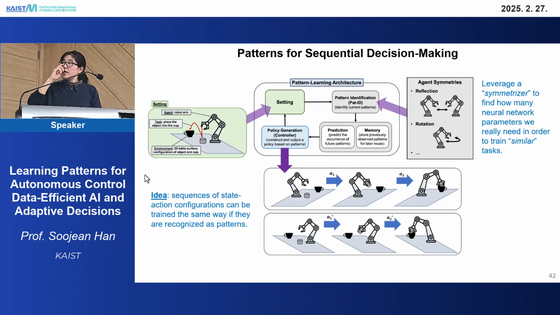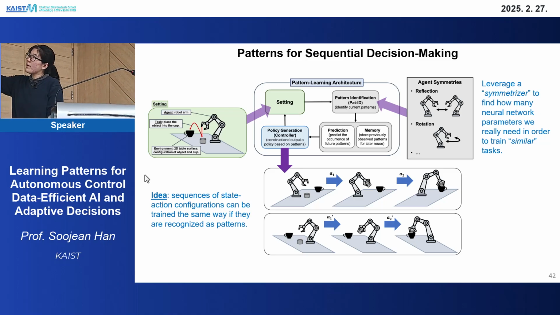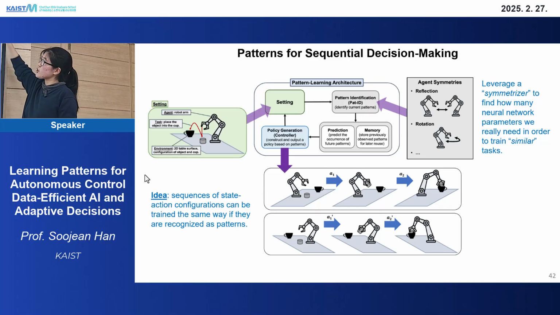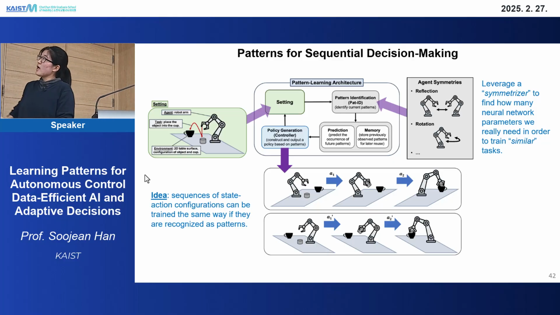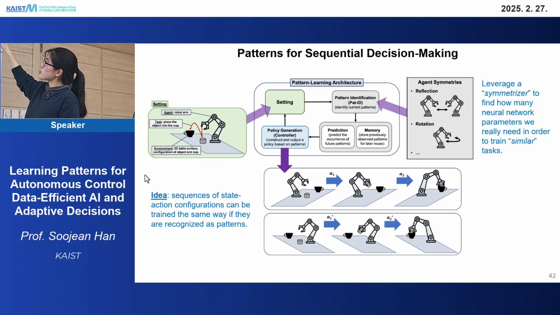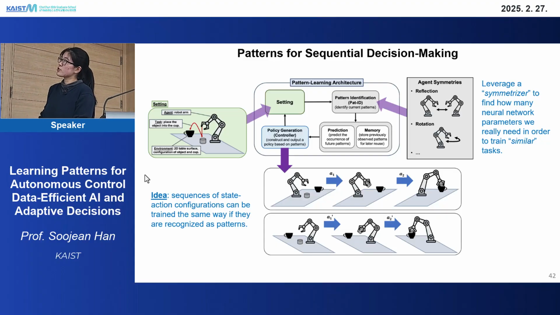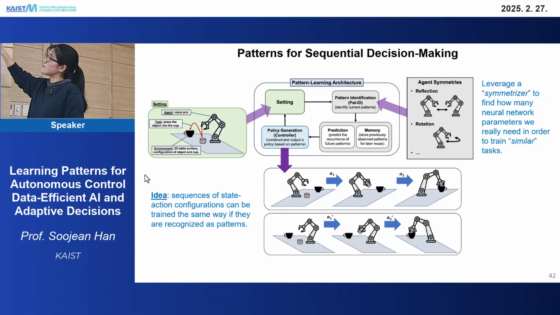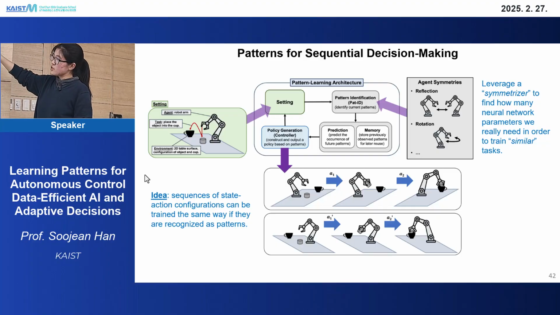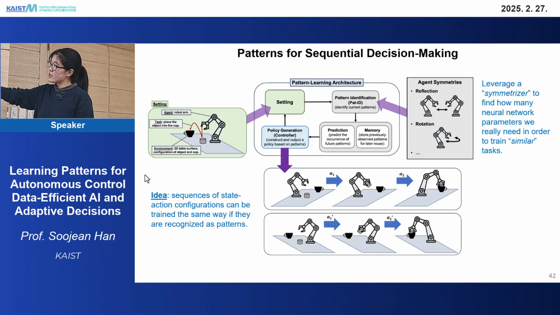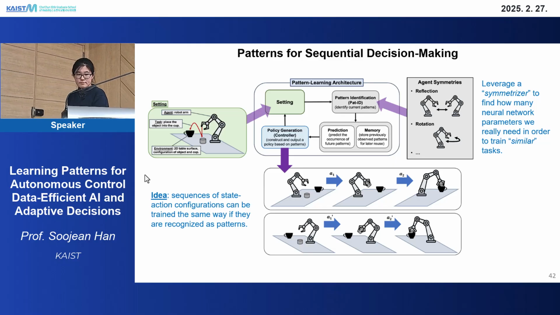Okay, so how do we apply this for sequential decision making? Well, we have a whole bunch of symmetries over here, like reflection and rotation. Those are also groups. So we can ideally design some kind of symmetrizer to find out how many neural network parameters we really need in order to train these kinds of similar tasks, especially if they're related by a group action. So something like this, which I brought back over here, is related through a reflection symmetric policy.